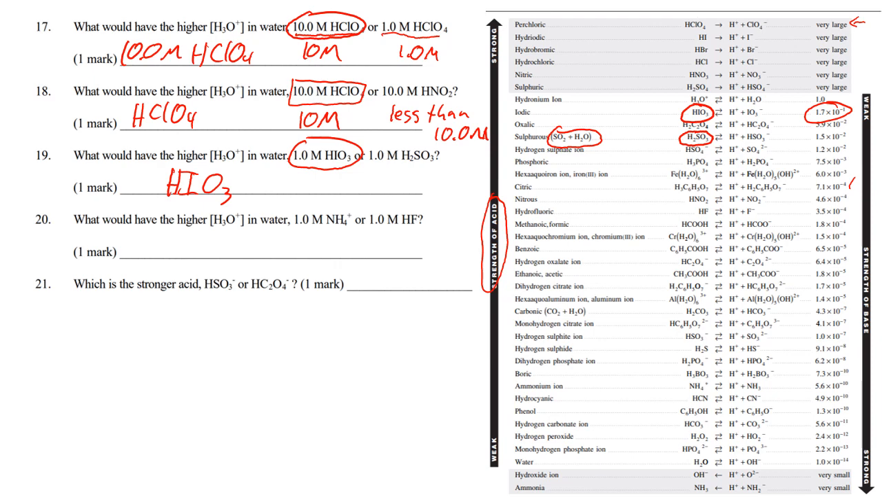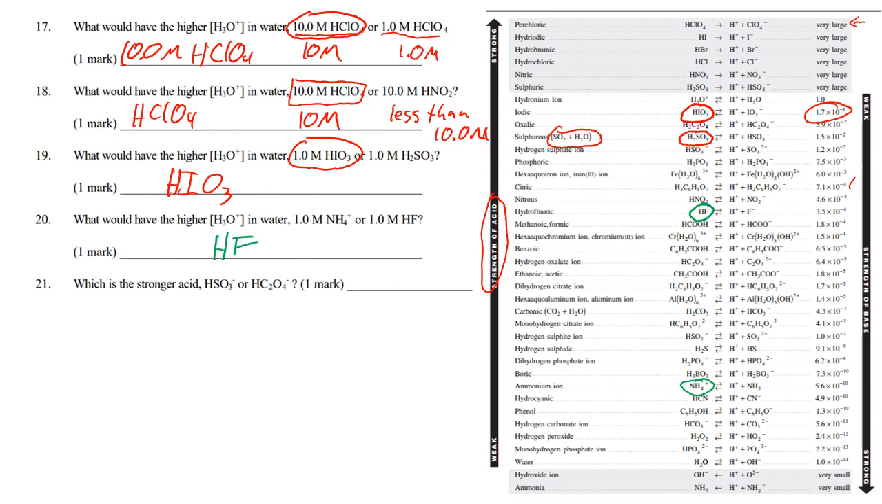What would have the higher H3O+ in water, NH4+ or HF? I'll do this in green. HF is right there, and NH4+ is somewhere on there. There it is, way down there. So what will be producing more acid in there? The one again with a higher Ka value. So it'll be HF.